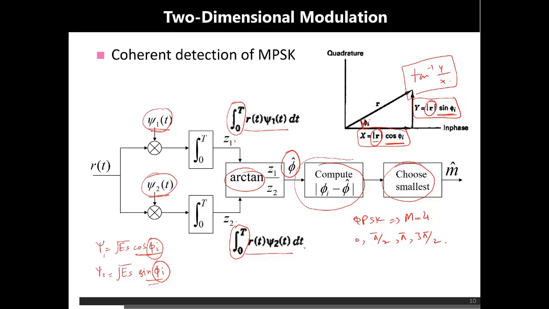In the next lectures, we will be discussing the second category of two-dimensional modulation scheme, which is M-ary quadrature amplitude modulation, MQAM. And further to this, we will also discuss the multi-dimensional modulation scheme, which is frequency shift keying.